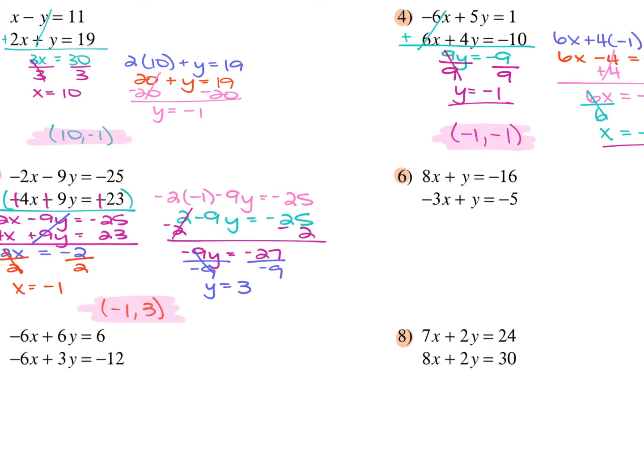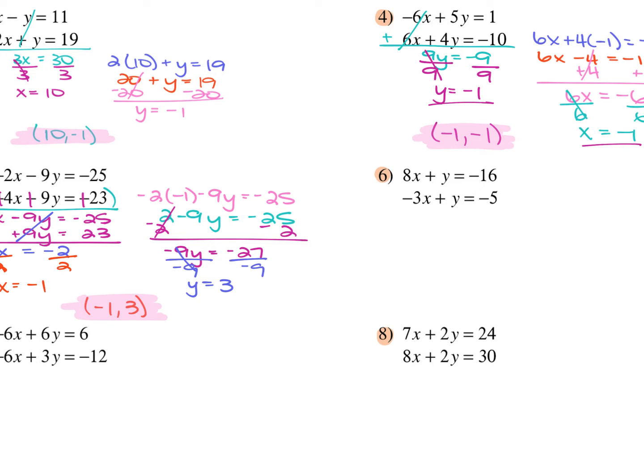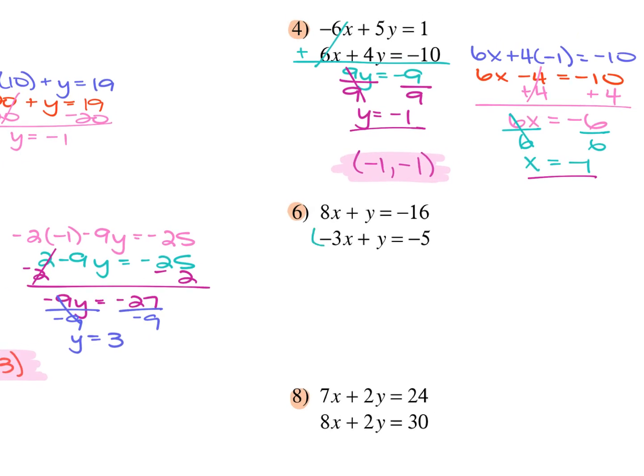For number 6, we have 8x plus y is equal to negative 16, as well as negative 3x plus y is equal to negative 5. Do either of these variables have coefficients that are the same or opposites? Your y's have the same, right? Okay. So if we were to subtract the bottom equation from the top equation, we can distribute the negative in, which is the same thing as adding the opposite. So this is going to give us 8x plus y is equal to negative 16, as well as positive 3x minus y is equal to positive 5.